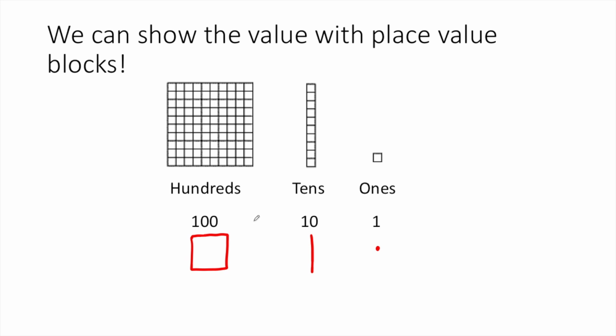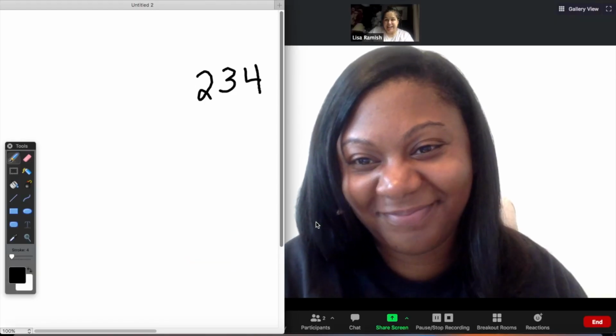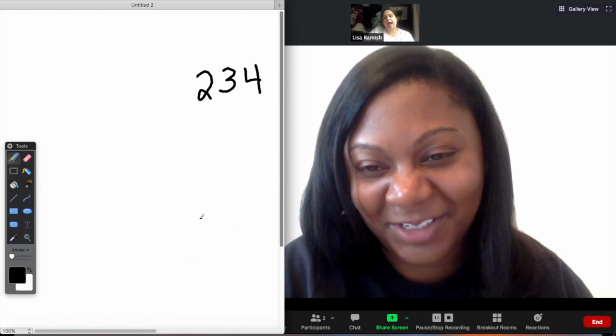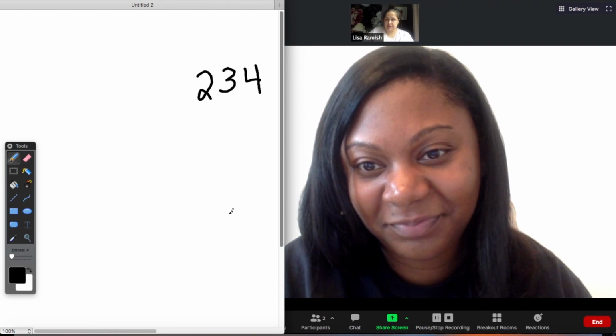Let's go back to Miss Simmons now to see how to represent a specific number. Okay, Miss Simmons, thank you for that. That was so cool. So I have the number 234, but I don't have any place value blocks at home.